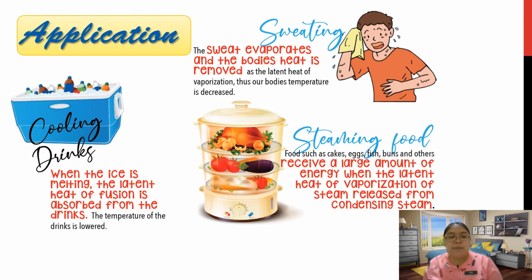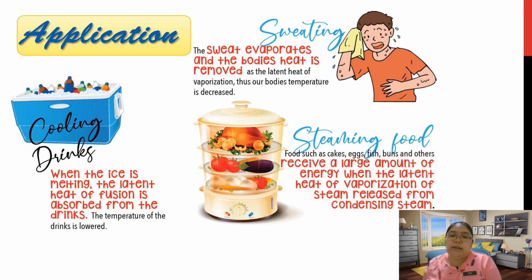Okay, now we see some applications. First one is cooling drinks. In the ice box, you fill it with ice and also drinks. After that, you find that when the ice has melted, the temperature of the drink still stays cool. Why? Because when the ice melts, the latent heat of fusion is absorbed from the drinks. That means the surrounding temperature becomes low because the heat has been absorbed to melt the ice.